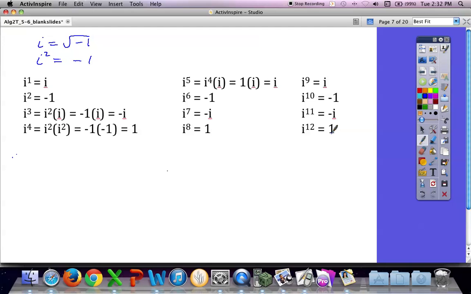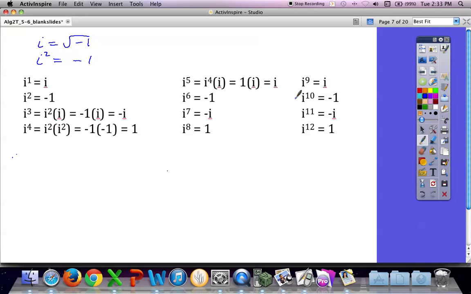If I have i raised to even powers that are not divisible by 4, like i squared, i to the 6th, i to the 10th, every one is -1. So if I said, what is i to the 30th? Okay, let's see. It's even. It's not divisible by 4, so -1. Right? Just follow the pattern.